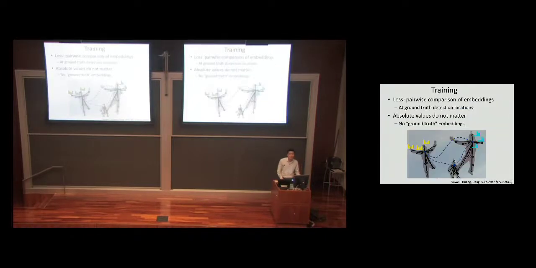That's the next slide. So here, how do you do training? How do you train a network to predict such embeddings? Here, we just impose a loss function that does pairwise comparisons of the embeddings at the ground truth detection locations. Note that we actually don't have ground truth embeddings for the network to predict. Okay? So the network is free to assign any absolute values. We don't care about absolute values. All we care about is that the network assigns similar embedding vectors for body joints that belong to the same person and different embedding vectors for body joints belonging to different people.